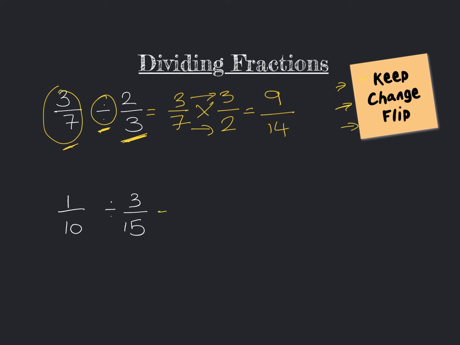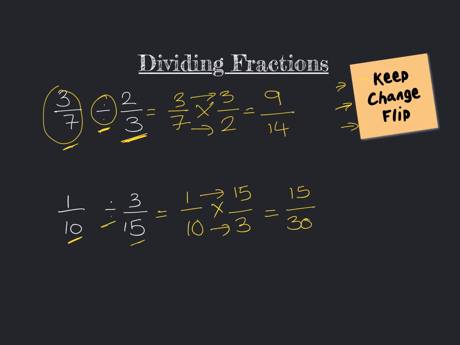Alright, our second fraction then. So remember, keep. So we're going to keep this first fraction as it is. It's 1/10. Change. We're going to change our divide to a multiply. And finally, flip. We're going to flip this to 15/3. Okay, multiply across the top. 1 times 15 is 15. Multiply across the bottom. 10 times 3 is 30.